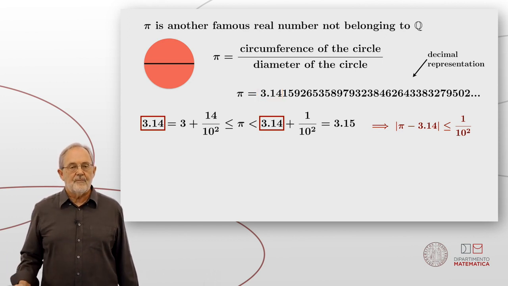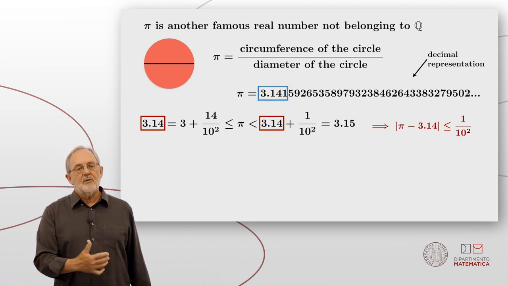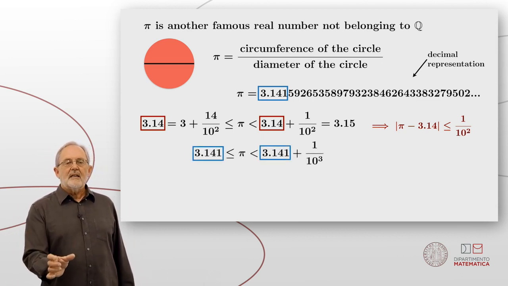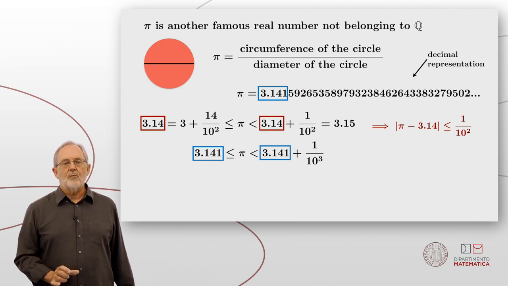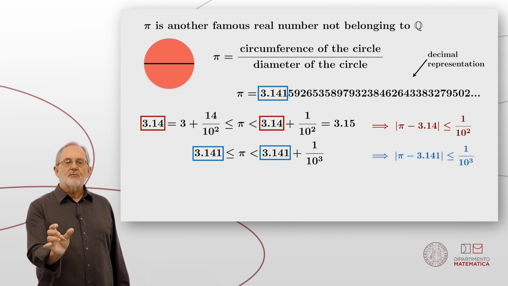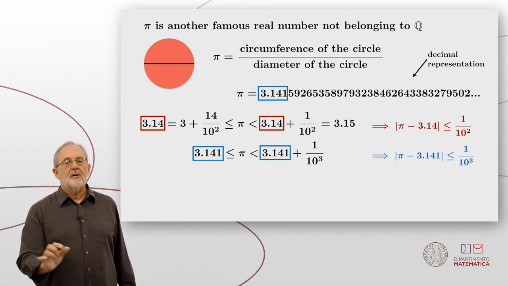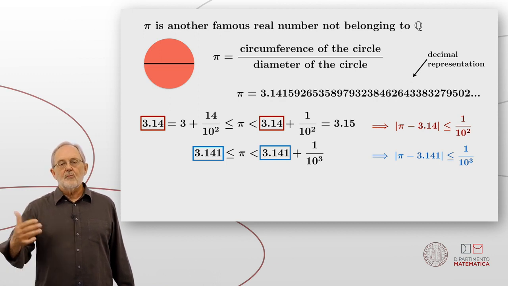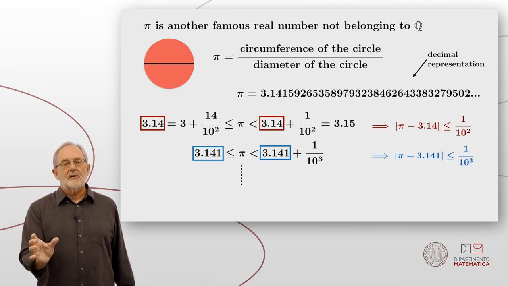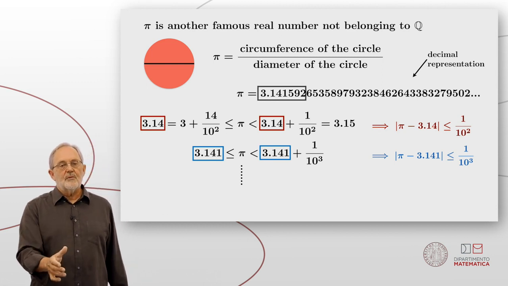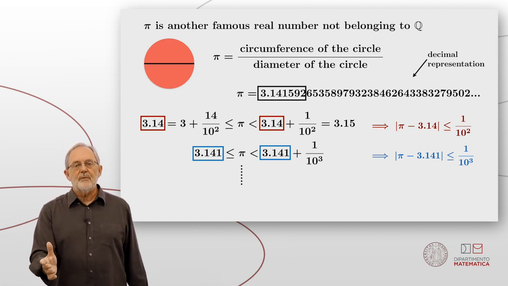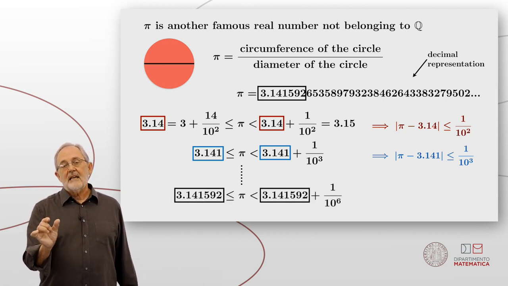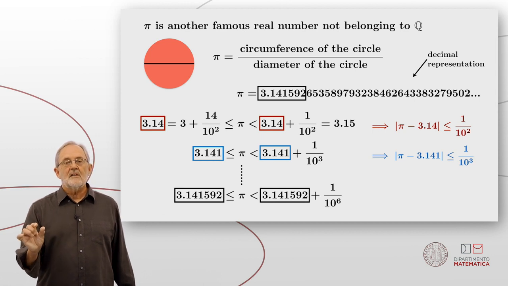Similarly, if we take one more decimal place, 3.141, we will get the conclusion that pi is pretty close to 3.141. How close? The distance will be less than 1 over 10 to the power 3, 1 over 1,000. And it goes on like that for every decimal place. We zero in on what the value of pi is closer and closer. If we go to 6 decimal places, for example, the conclusion will be that the value of pi is the indicated number and the error is less than 1 over 1,000,000.